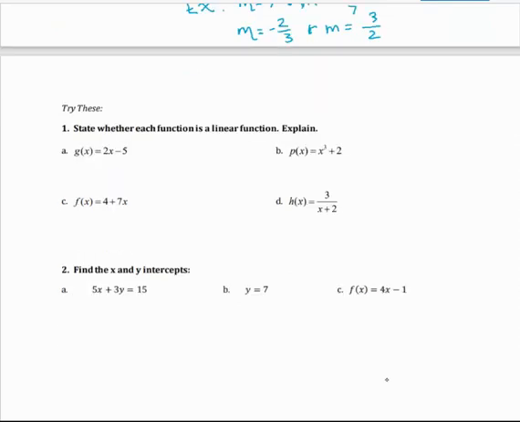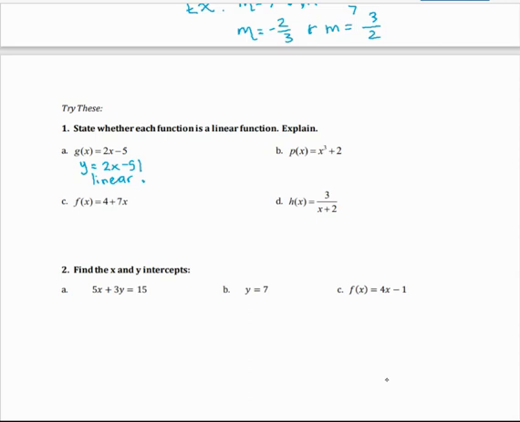Okay, let's look at some problems and try some together, and then you will fill in the others on your own. So state whether each function is linear or not. If we look here, remember this is just function notation. This g of x can always be interchangeable. You could just write that as y equals 2x minus 5. Our function notation is the same thing as a y, so if you ever want to substitute, you can. So if we look here, the power is 1, no product of variables, and no fractions. So this is linear.